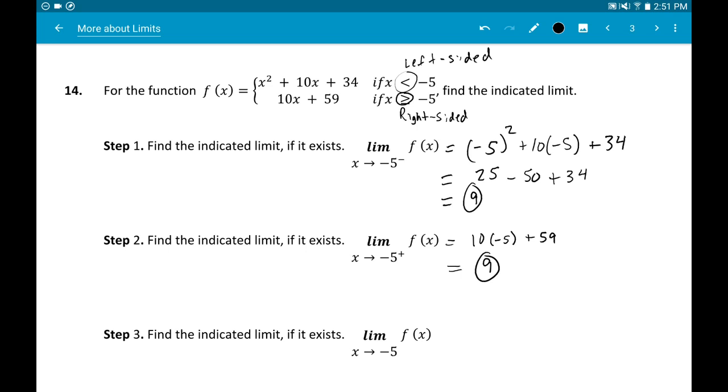Alright, and then lastly, the two-sided limit. The two-sided limit, you can look at your left and right-sided limits to determine your two-sided limit. The left and right-sided were both the same, so that means your two-sided limit is the same. Okay, simple enough.